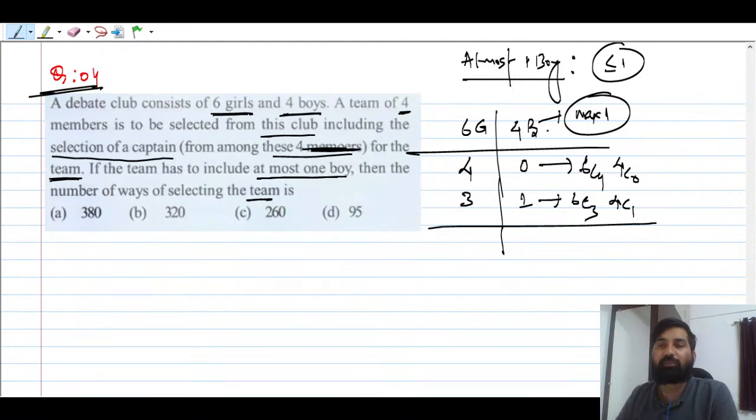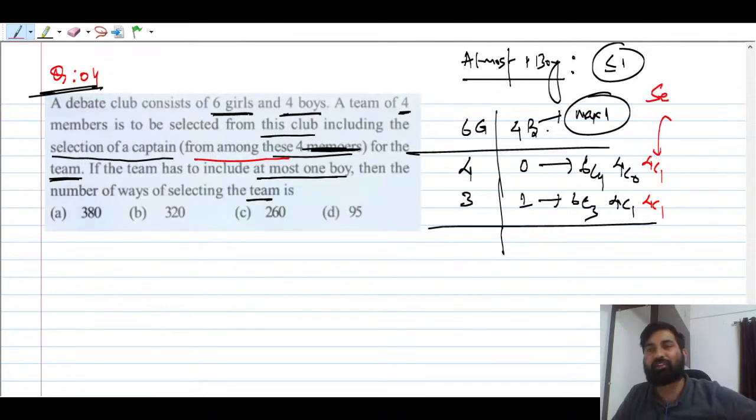But there is one more thing you need to notice in this question. Yes, Atif is correct, that is very important, so I will include that also. In this case you also have to select the captain. Including selection of the captain from among the 4, there will be only one captain, so 4C1 and 4C1. I hope now it is correct. What is this? Selection of the captain. In every team you need one captain, out of 4.